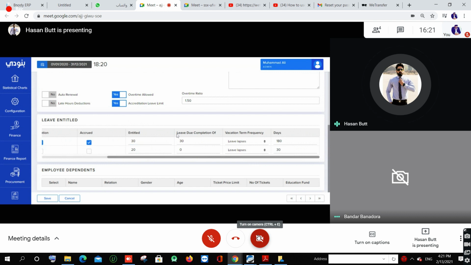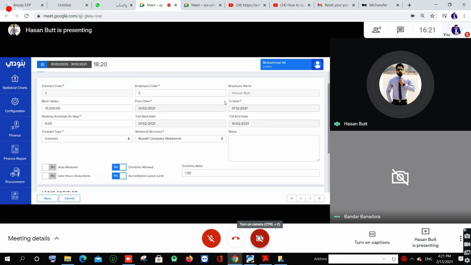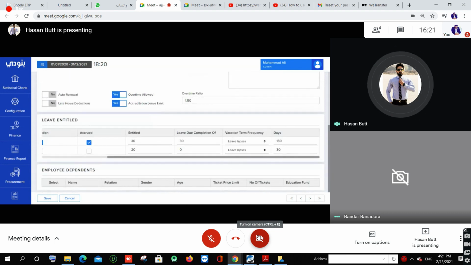This is the leave due completion. It means that employee Hassan has joined on 1st of February 2021, and after 1 day he cannot say that I want 30 days of leave or I want 2 days of leaves. So the company has set 30 days of completion. You can also add 50, you can also add 100, it's up to you. So the company will set 30 days.